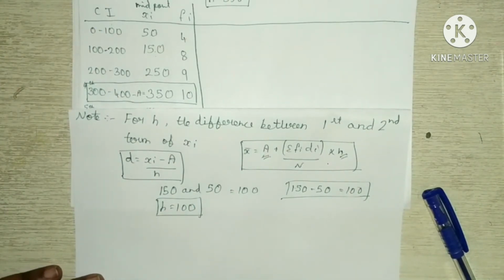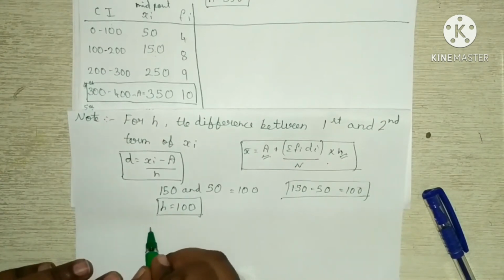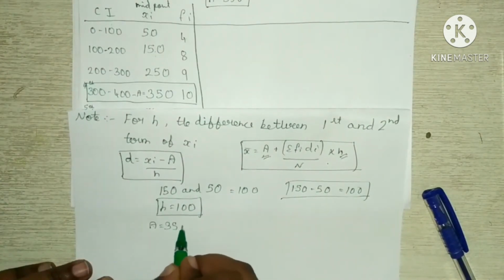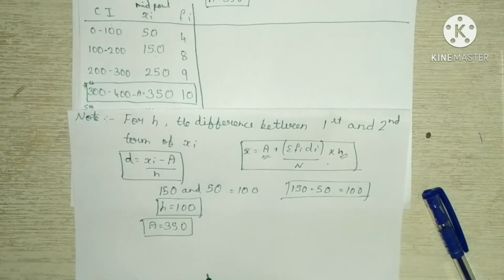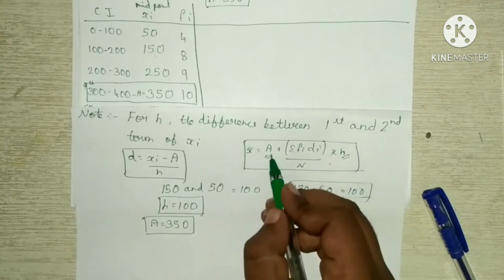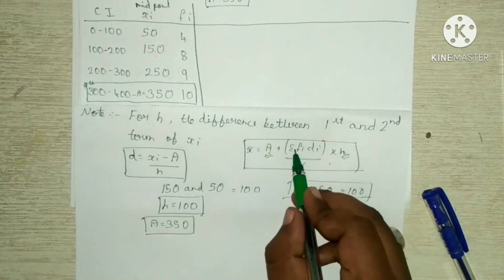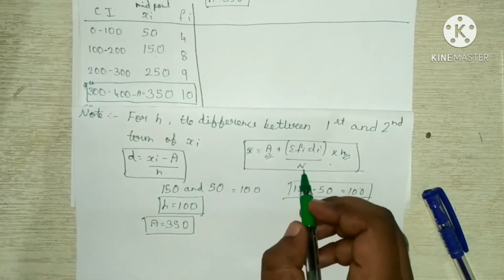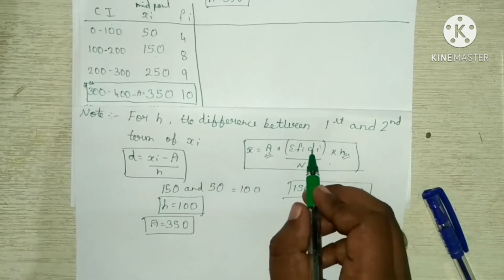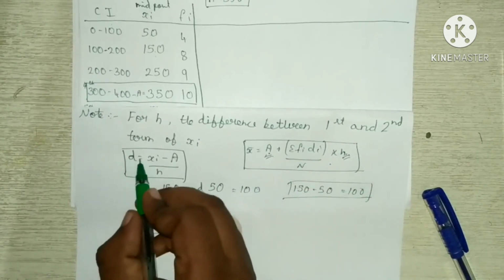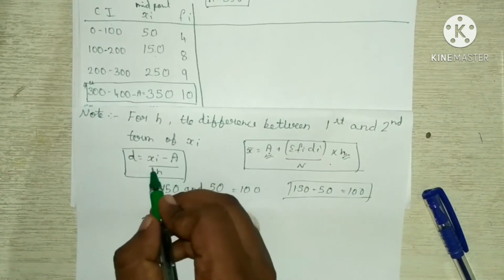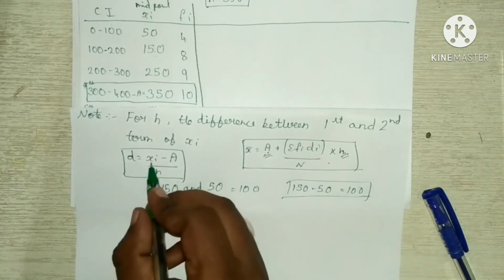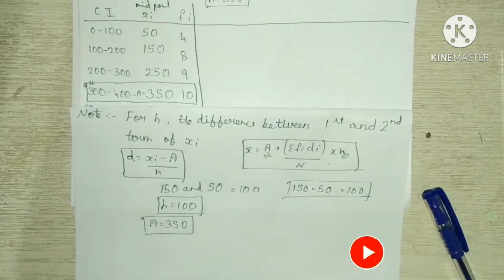Okay, H is equal to 100. A is equal to 350. We have got H, Fi and N. Now we need to find Di. The formula for D is Xi minus A by H.